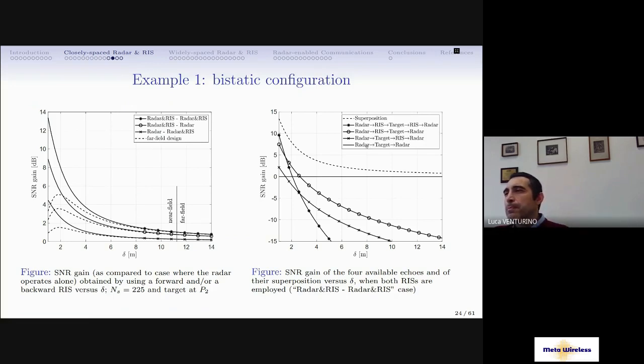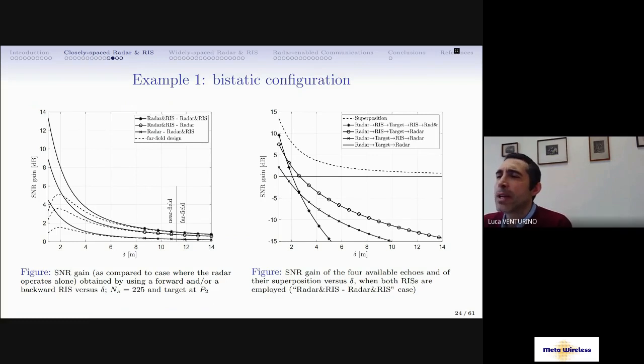And we normalize the SNR of this path so that we can plot the SNR gain of all the other paths. Which are the other paths? Is the one, for example, from the radar to the target to the RIS to the radar, which is marked with an X. Then we have the one from the radar to the RIS to the target to the radar, which is marked with a circle. So both the X marker and the circle marker correspond to paths where we bounce only once on the RIS. Finally, we have the path marked with a star where we have two bounces upon the RIS, because we go from the radar to the RIS, to the target, to the RIS again, to the radar.